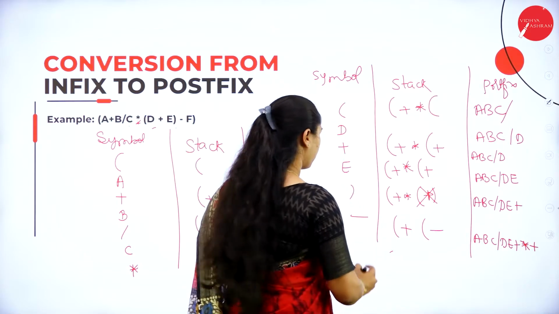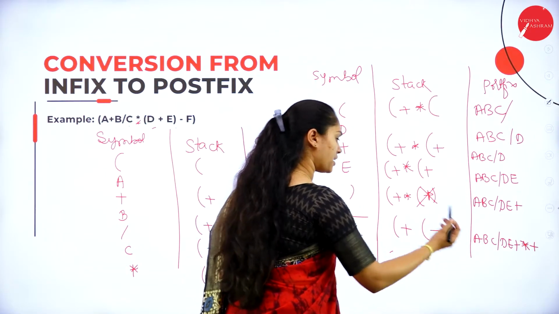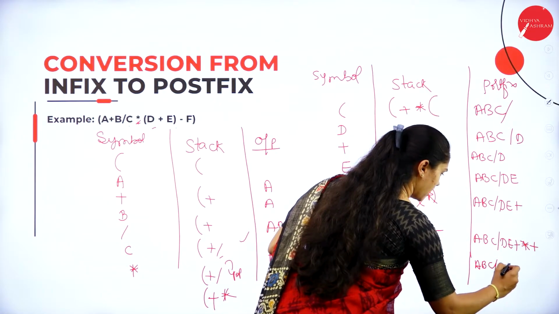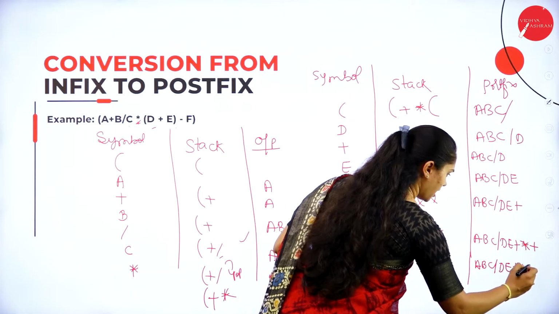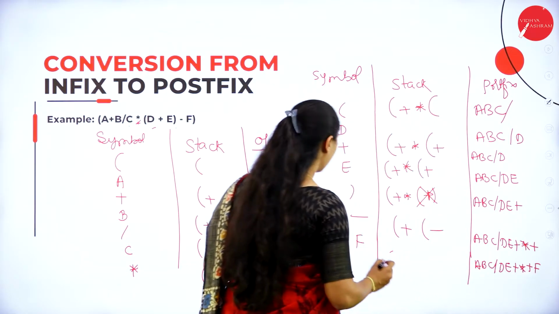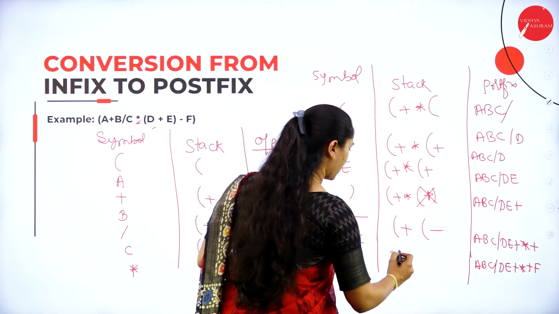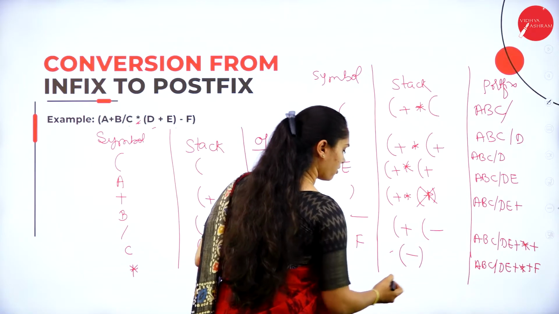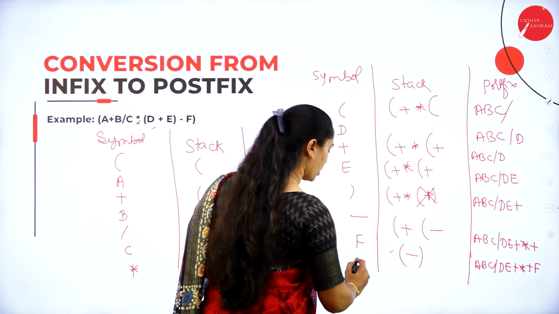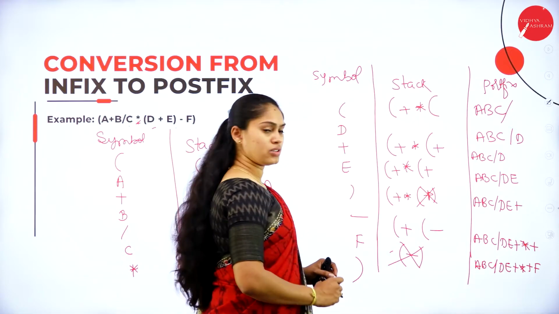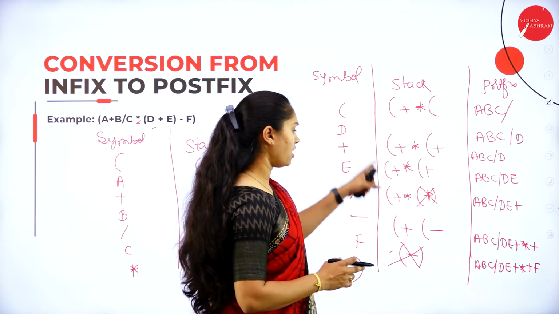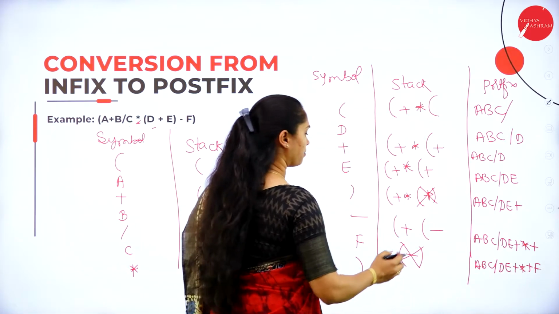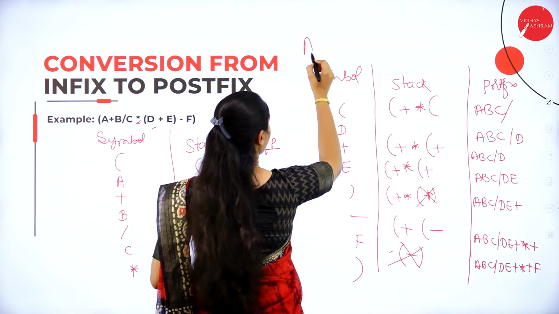So after minus what do we have? F. F is an operand that needs to be stored in the postfix expression. A, B, C slash D, E plus asterisk plus F. Fine. Then we have a closing parenthesis. So now I have an opening parenthesis and minus in the stack. Now I have a closing parenthesis. If I find a closing parenthesis, then I need to discard the symbols we have in the stack. So now it needs to be popped out and it will be like this. Let me write the postfix expression here.